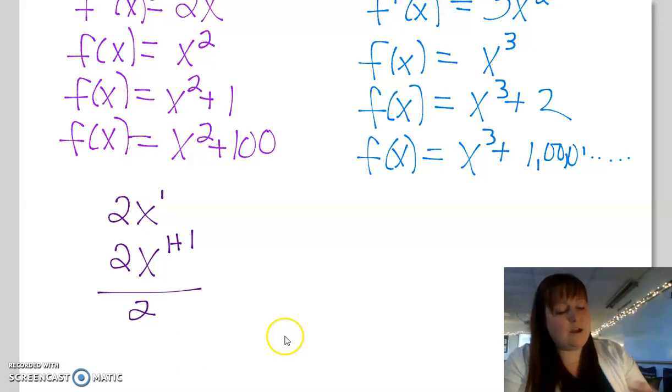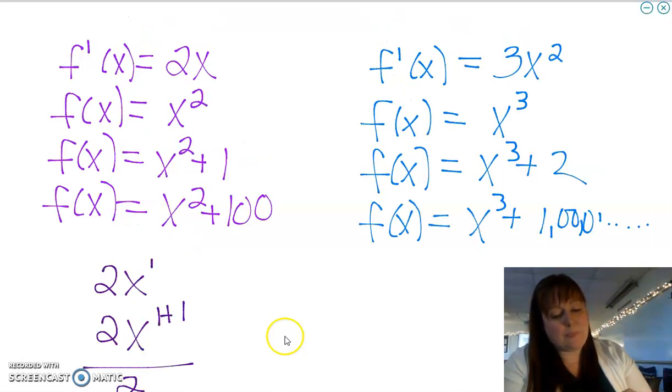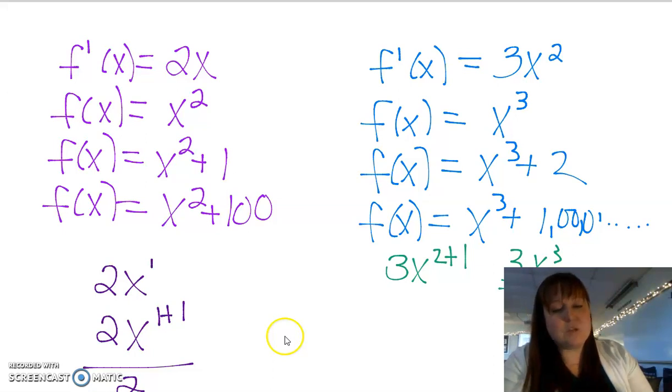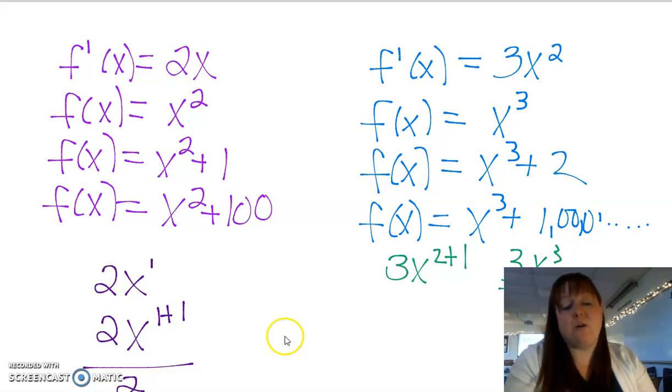So I add 1 to this, and then I divide it by 2. But how do I know what to divide by? So let's look at this one. To get to 3x squared, I have to add 1 to the exponent. So my exponent is now 3, right? So now I'd have 3x cubed, and I need to divide by 3 to get to x cubed. So let's see how that pattern plays out here on some of our problems.